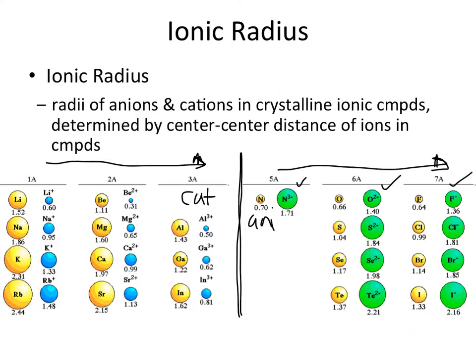From top to bottom, we do see an increase in size. The anions and cations both get larger as you go from top to bottom. So they generally follow the same trend as the atomic radii that we just discussed. However, you've got to pay attention to this break between the cation side and the anion side.